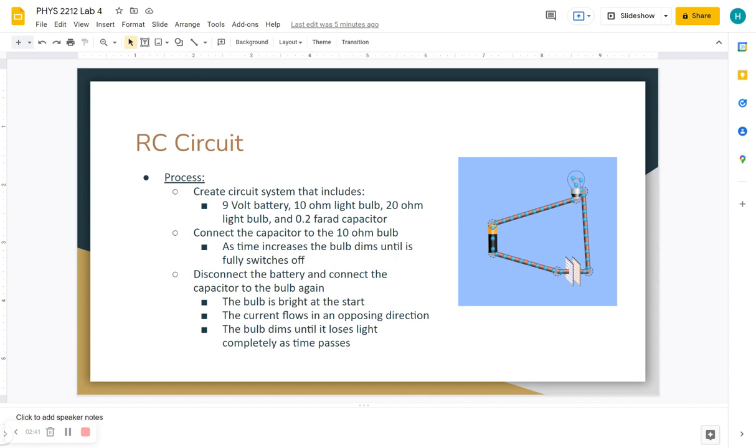For our RC circuit, we have to create a circuit system that includes a 9-volt battery, a capacitor of 0.2 farads, and either a 10 ohm light bulb or a 20 ohm light bulb. So when we connect the capacitor first to the 10 ohm light bulb, as time increases, the bulb dims until it fully switches off. Then we can disconnect the battery and connect the capacitor to the light bulb again. The bulb is bright at the start. The current flows in the opposite direction now, and the bulb dims until it loses light completely as time passes once again.